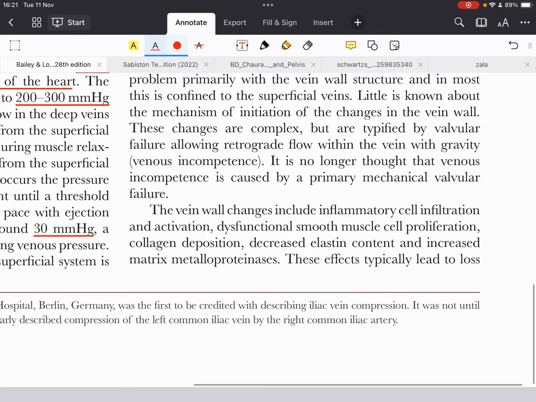The vein wall changes include inflammatory cell infiltration and activation, dysfunctional smooth muscle cell proliferation, collagen deposition, decreased elastin content, and increased matrix metalloproteinase.